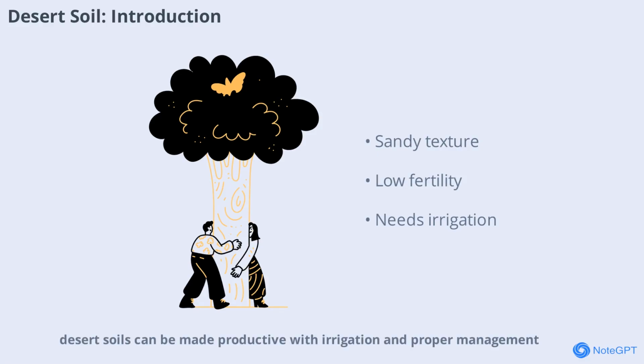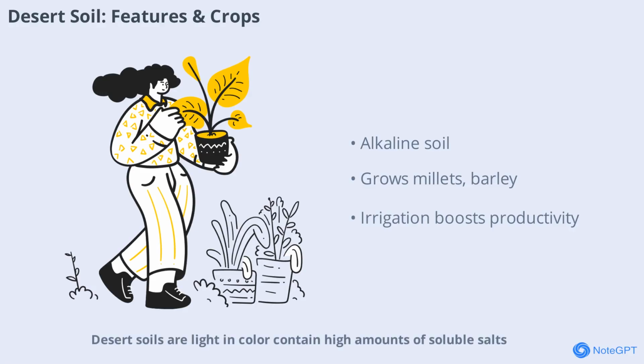Despite their limitations, desert soils can be made productive with irrigation and proper management. Desert soils are light in color, contain high amounts of soluble salts, and are alkaline in nature. They are suitable for drought-resistant crops like millets, barley, and pulses. With the help of irrigation projects like the Indira Gandhi Canal, even these challenging soils can support agriculture.